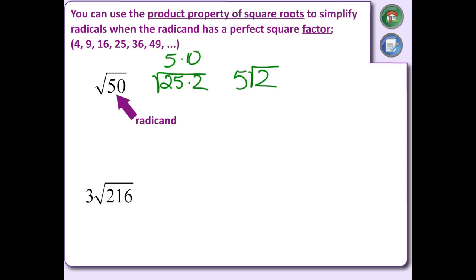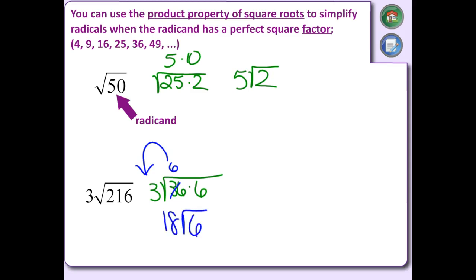So we could make this be the 3 on the outside, and then this is actually 36 times 6. Okay, so who's my perfect square? My perfect square is 36. The square root of 36 is 6. Now we're going to take that and multiply it by the number out in front. 3 times 6 is 18, and then square root of 6 on the outside.